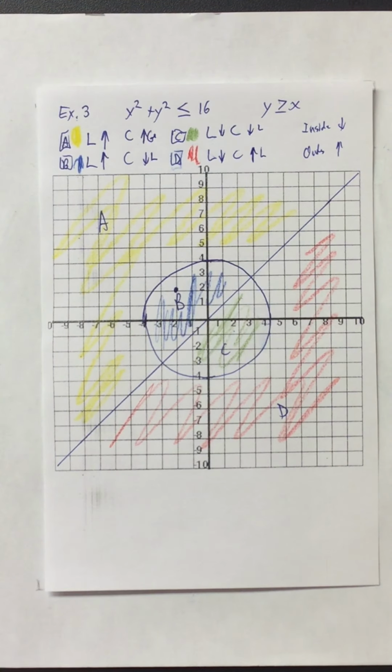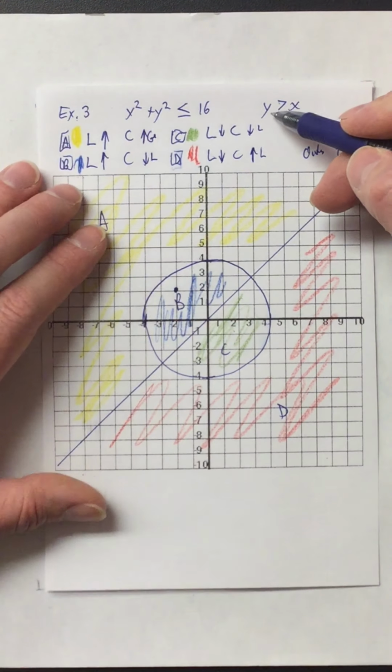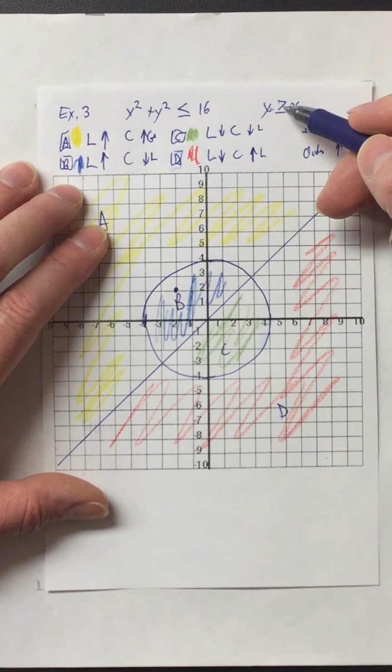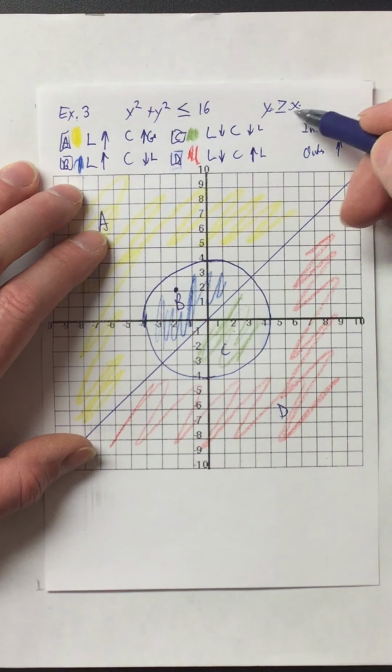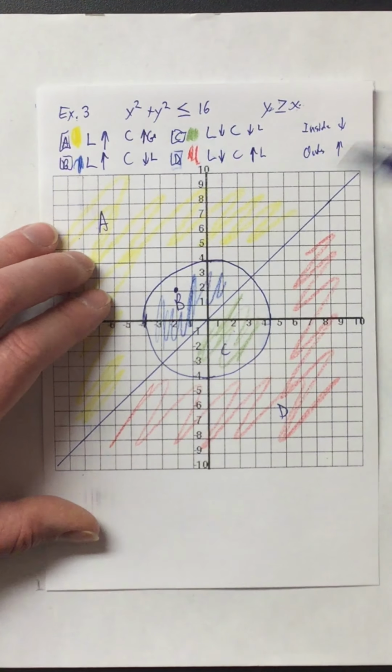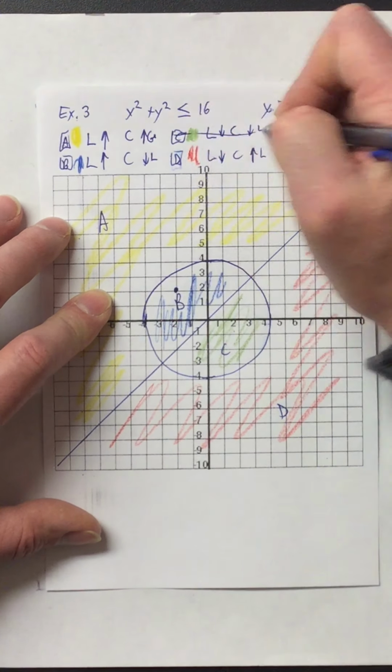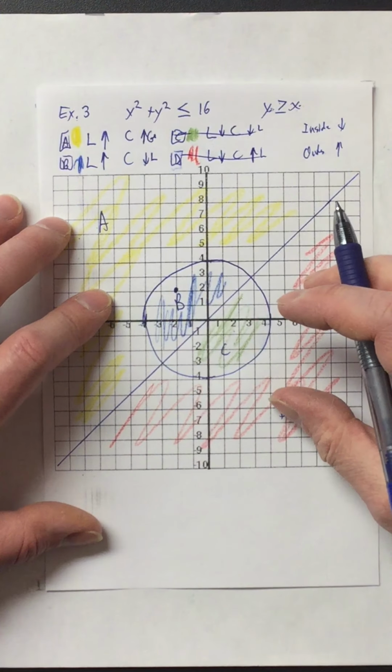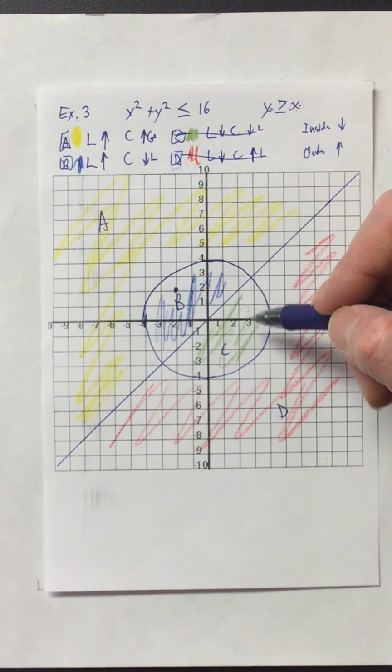Okay, so let's look at our linear line first, a little easier. My y is over here, and so my y is greater than the rest of the equation x, so greater than, it means above. So that means that it excludes answers C and D. Those are out. Okay, it's above.